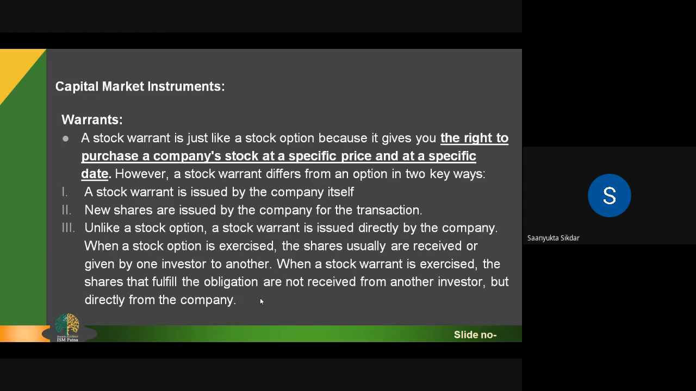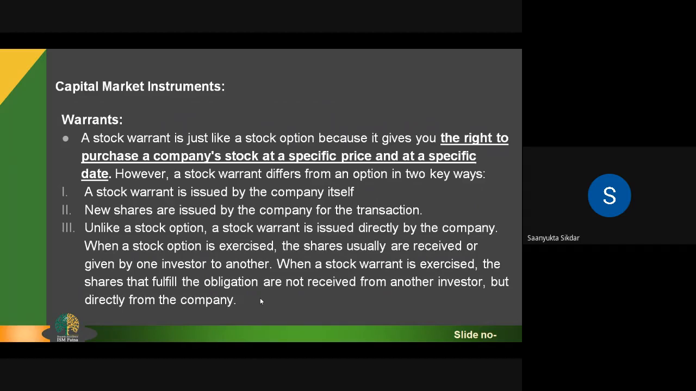So we say that another investor is issuing a stock option, and they are selling that stock option from one investor to another. If they are exercising that option, then it is the obligation of one investor to fulfill the right of another investor. Whereas in the case of a warrant, as we have seen, it is issued by the company itself. So if an investor is exercising his warrant, then it is the obligation of the company to fulfill the right of the warrant holders.